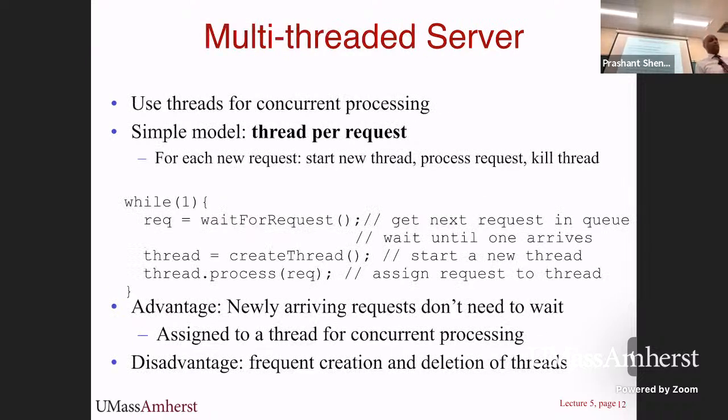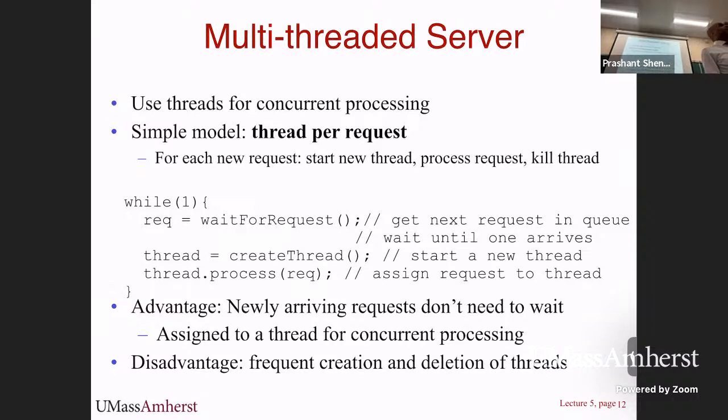So you want to make the server multi-threaded. This is the event loop of a multi-threaded server, not very different. You wait for a request, so you pull a request from the queue. In this case, you are going to create a new thread to handle the request. So you say create thread, and then you say process the request.